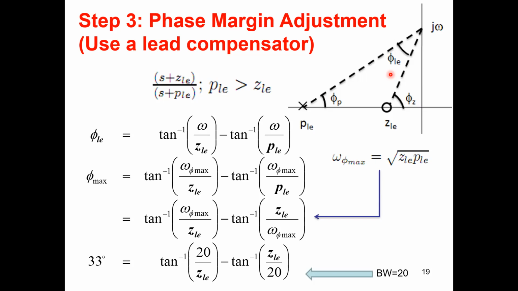Okay, so we want to get to that peak point, the maximum phase addition, and we want to make sure that that happens at 20 radians per second, because this phase addition is required at 20 radians per second, not anywhere else. Is that part understood? Has everybody understood that point?